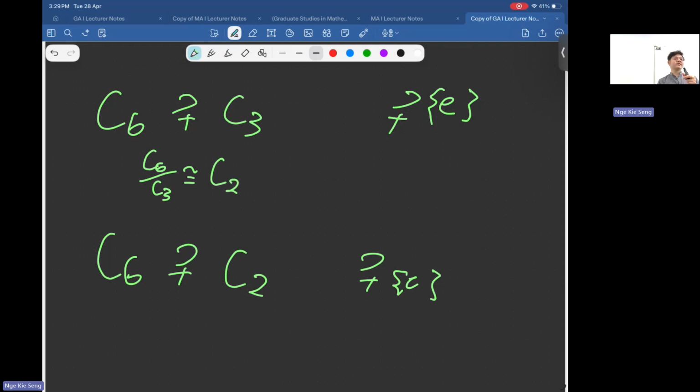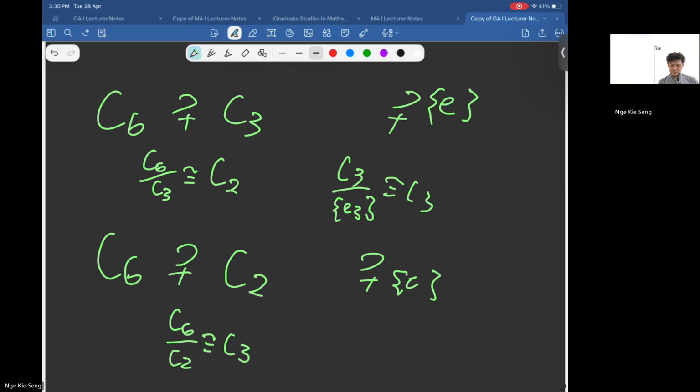But the moral of the story is like divisibility in integers. And then C3 over E is just C3. On the other hand, C6 over C2, C3, and then C2 over E is C2. So you can see that the length is always the same, but the simple quotients could commute. Does that make sense? You need to prove it for general groups and not for cyclic groups only.